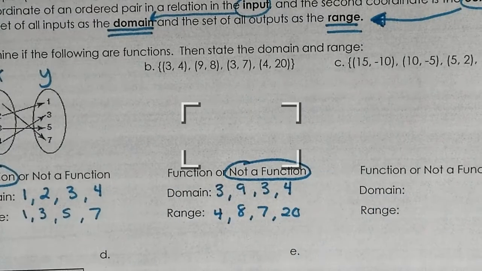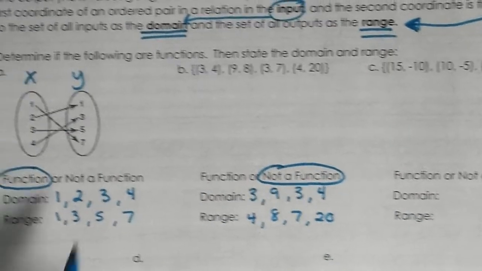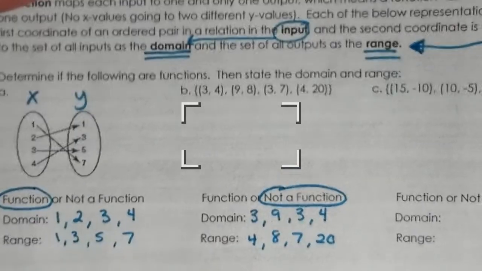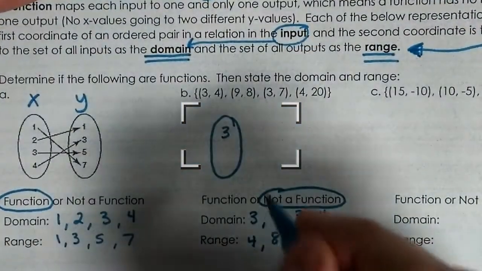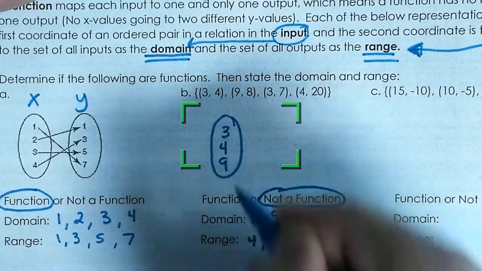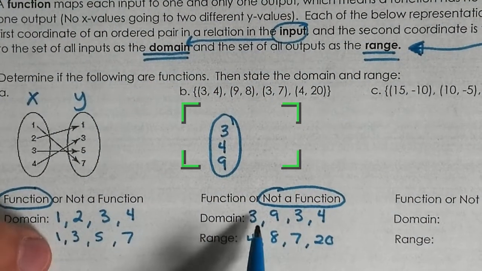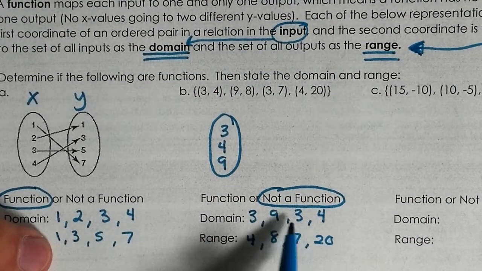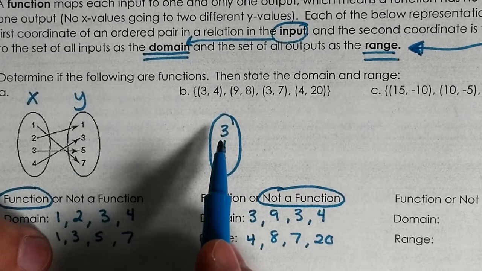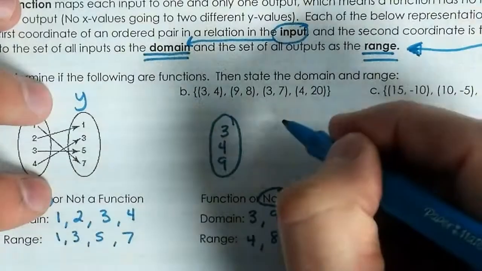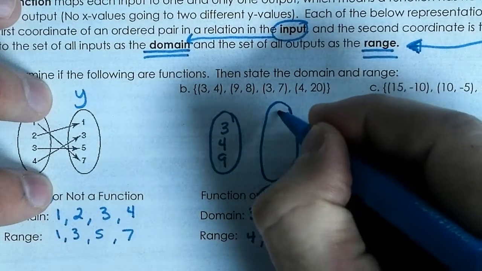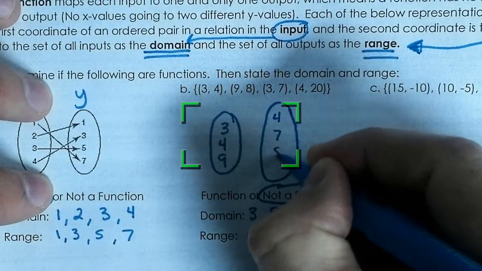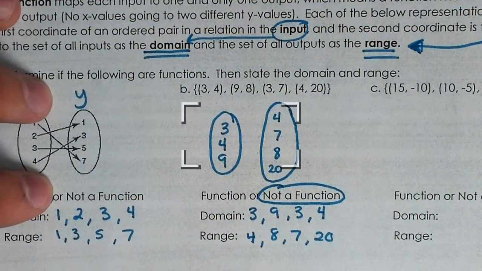Let me show you with a little more of a visual, the same kind of visual we had over here. I'm going to do one for this problem. So what are the inputs? 3, 4, and 9, right? Because there are 2 3s, I just wrote it down one time. We have the 4 and the 9. So let's put the outputs on there. The outputs are 4, 7, 8, and 20.